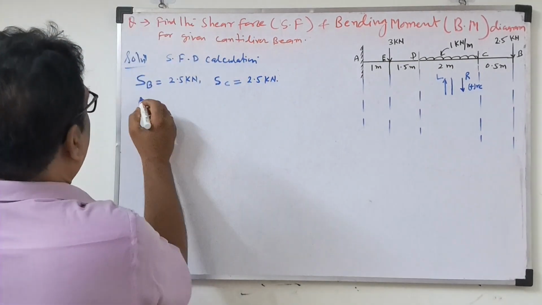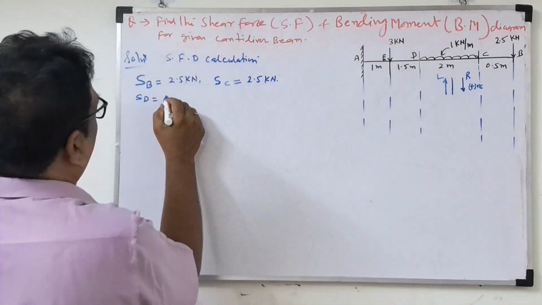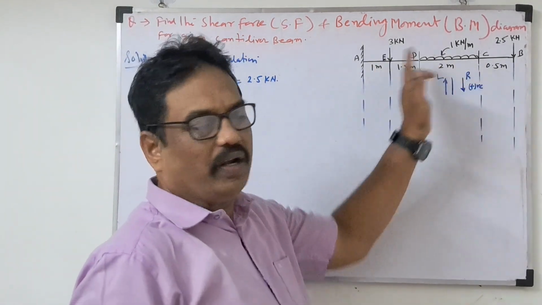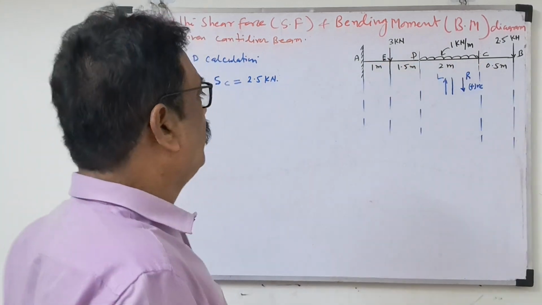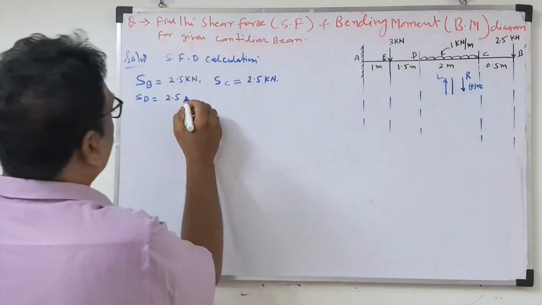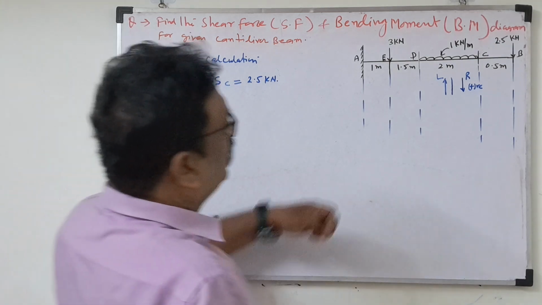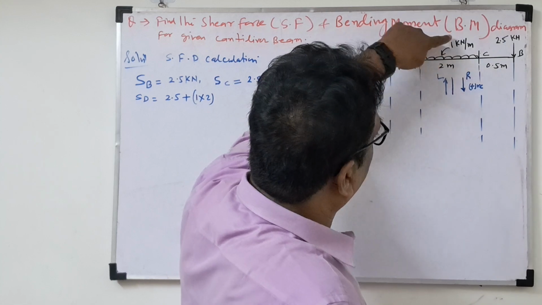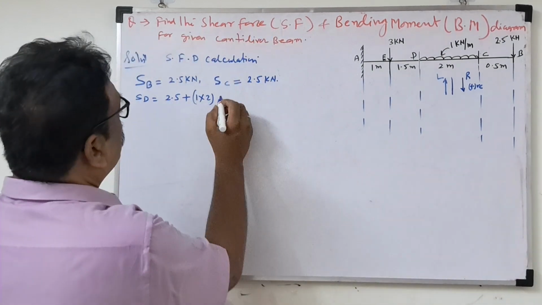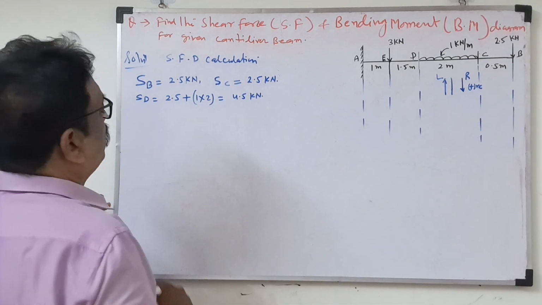Now at D, shear force at D. Up to C we have 2.5 kilonewton, which we add, because the shear force definition says the total force, either on the left side or the right side, summation of this is called shear force. So we are adding 2.5 up to C. Plus 1 into 2, this is the load, because UDL is there, no? Load into distance, 1 kilonewton per meter into 2 meters. So 2 plus 2.5 is 4.5 kilonewton shear force at D.